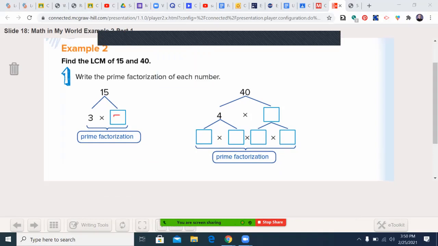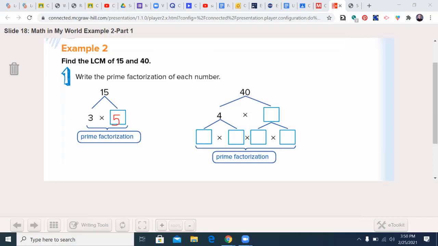15 is 3 times 5. 40 is 4 times 10. And 4 is 2 times 2. And 10 is going to be 2 times 5. All right, so make sure you write that in before we go to the next step. 3 and 5 and 2 times 2 times 2 times 5.